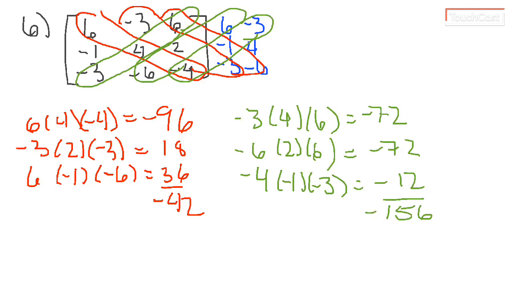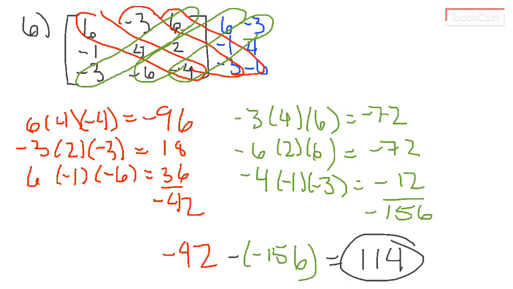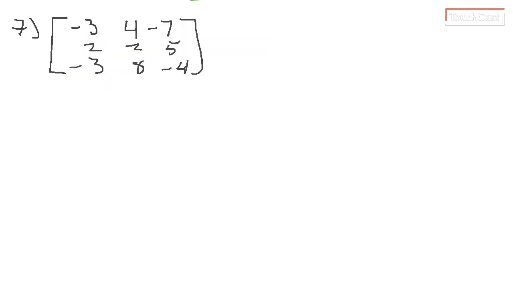Negative 156. So now we're going to take our downward diagonals sum, negative 42, and we're going to subtract from that our upward diagonal sum, negative 156. When we do that, we're going to find the determinant of this matrix is 114. Let's check out another example.